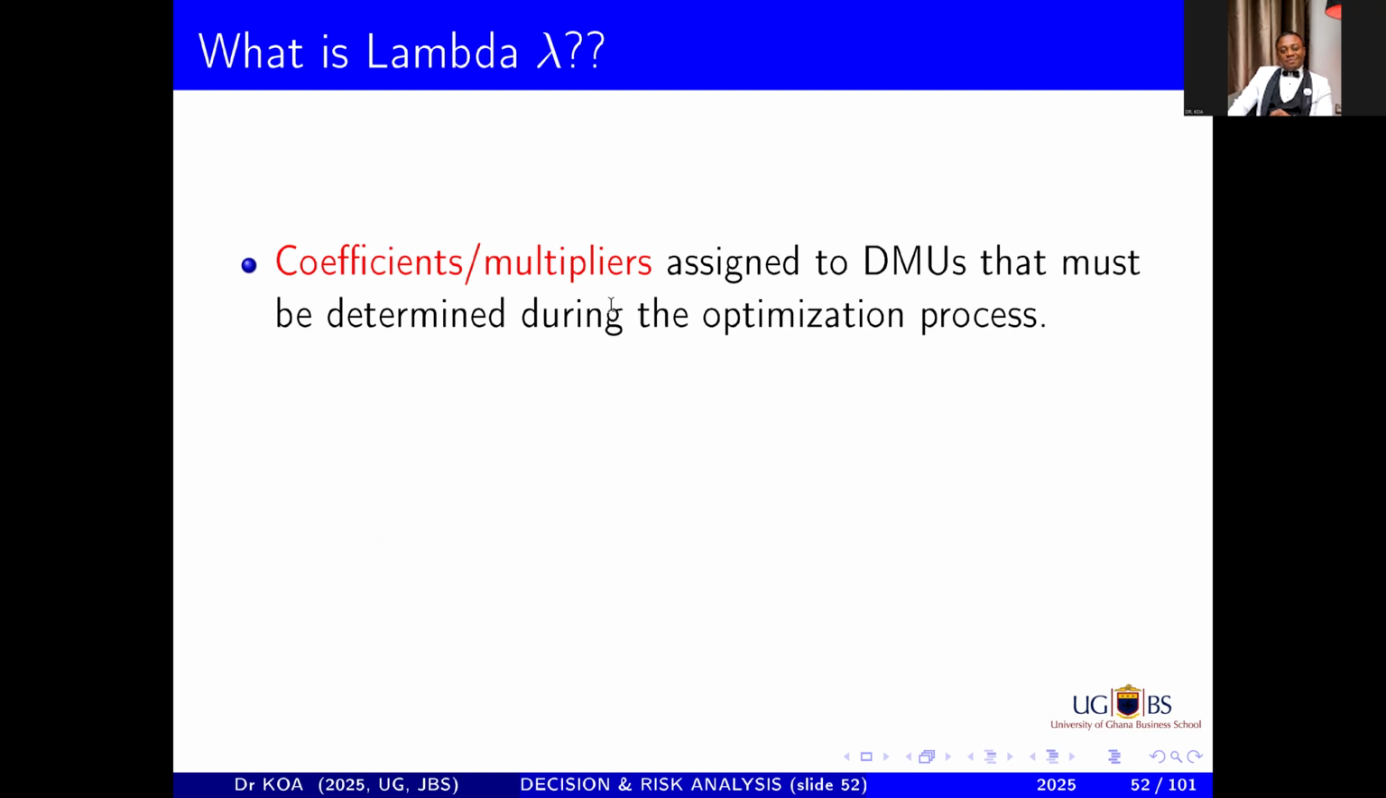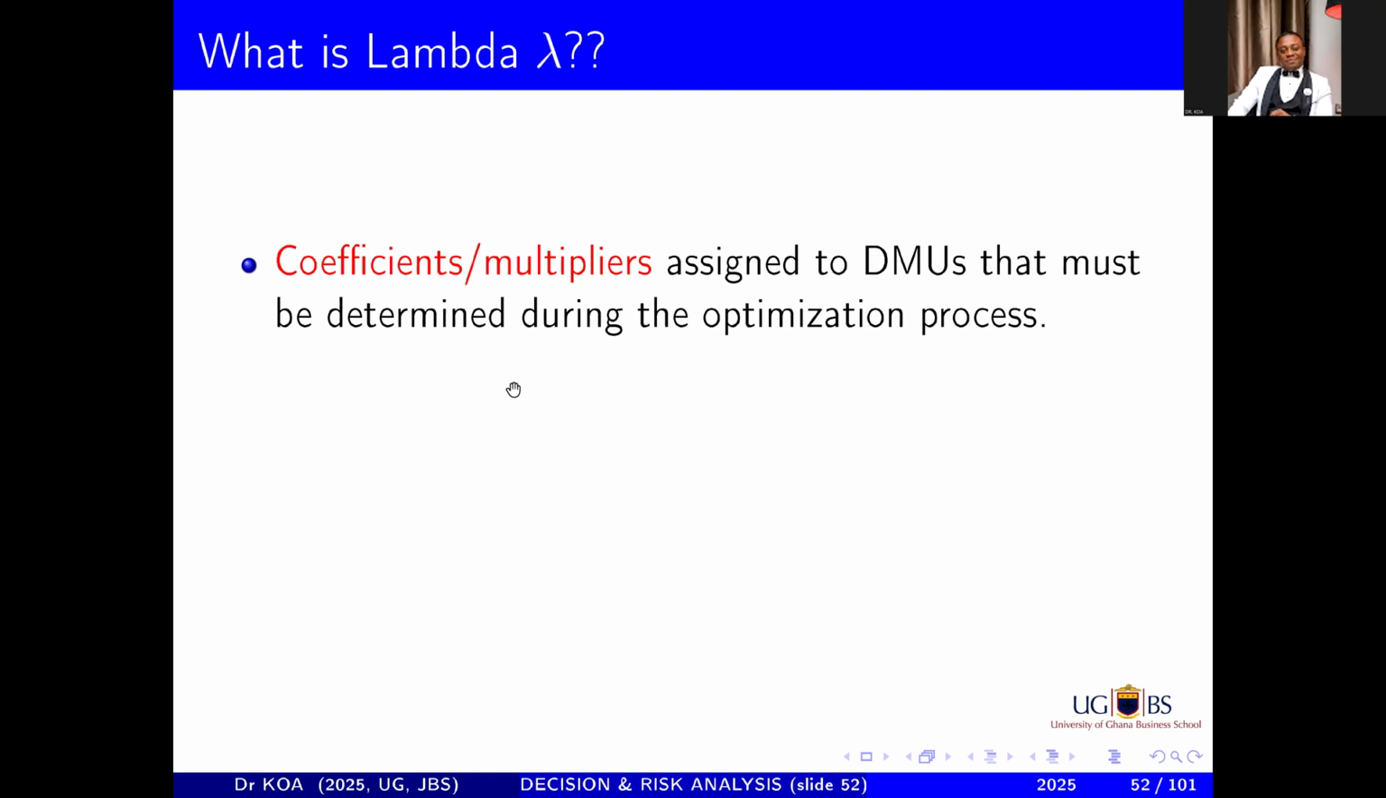But at the end of the day, the optimization process is going to tell you that, oh, I don't need DMU1 when I want to be efficient. I don't need DMU2. So the lambda can say that I don't need DMU1. Therefore, you see that the lambda for DMU1 will be 0. The lambda can say I don't need DMU3. That means the lambda for DMU3 is going to be 0.